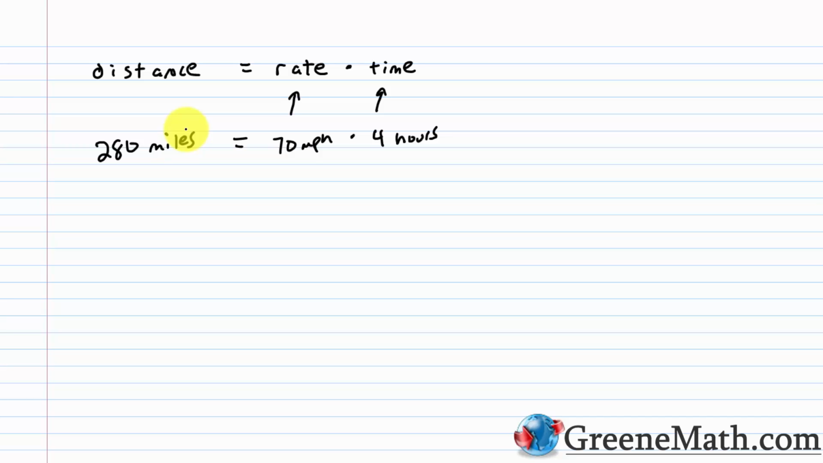You could manipulate this in many ways. You could solve for rate if you had the time and the distance, or solve for time if you had the rate and the distance, and so on. But what we're going to do in this particular problem is set up a nice little table. So I have that distance is equal to rate times time. I'm going to put this up top and draw a little line down here.